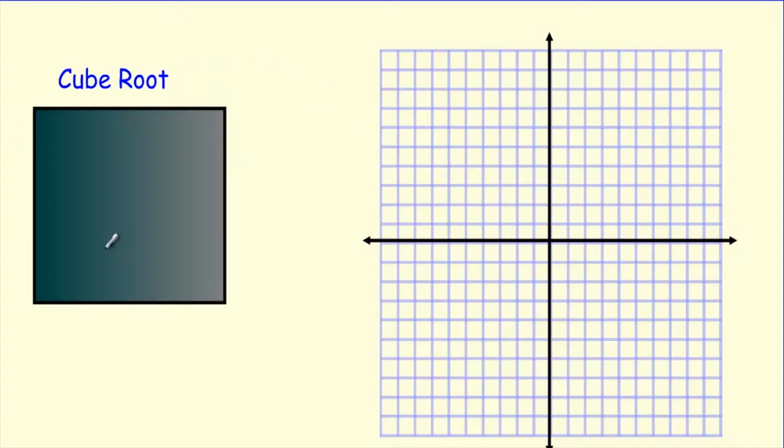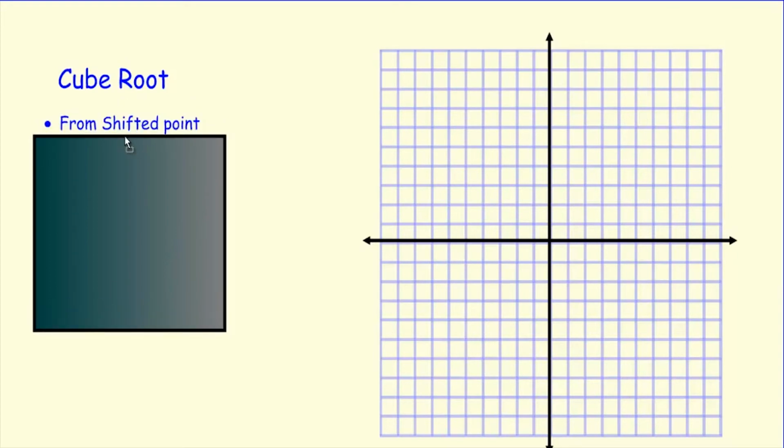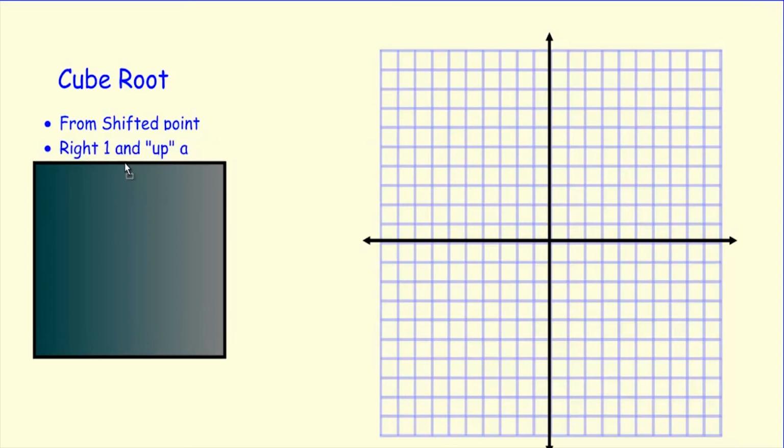So those are the types of square root functions that we look at. Our cube root function is going to have very similar characteristics. Some of the things to keep in mind as we're going through our cube root function is we're going to be looking at shifting the point, just like we did in the square root graphs. We're also going to use our a value, and we'll go right 1 and up a.